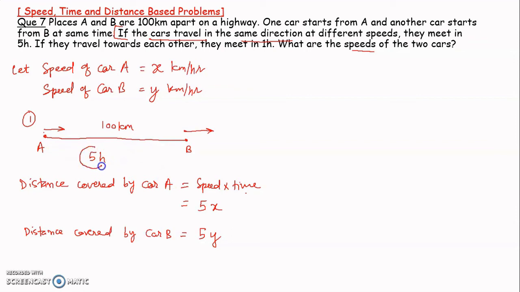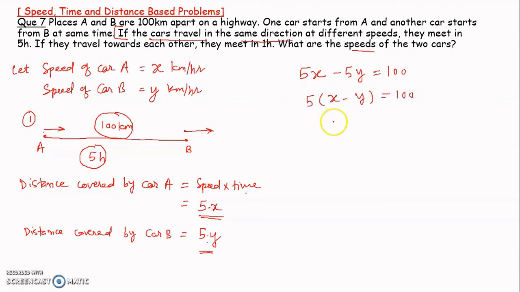So after 5 hours car A will cover 5x distance and car B will cover 5y, and the difference of those two distances will be equal to how much? That will be equal to 100 kilometer. Then only they can meet each other. So we can say 5x minus 5y equals 100 kilometer. If you take 5 common, then x minus y equals 100 divided by 5, that is 20. So this is equation number 1: x minus y equals 20.